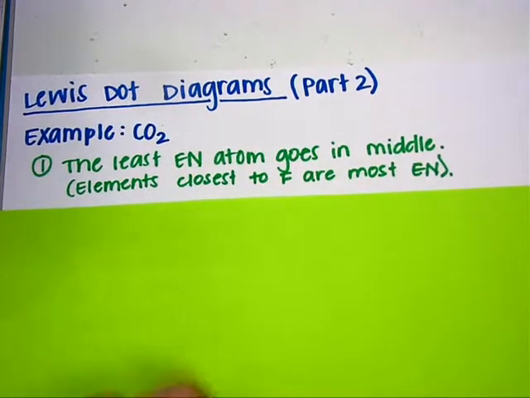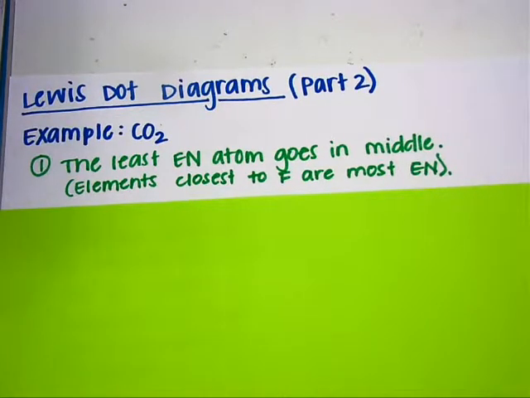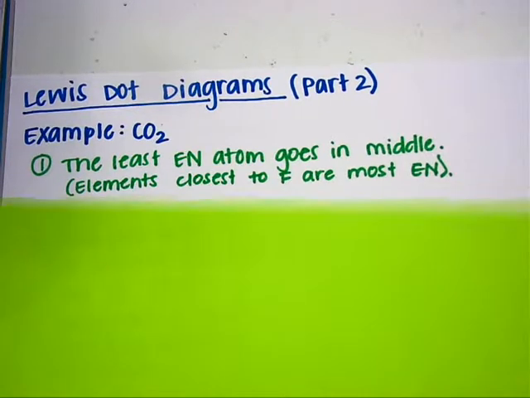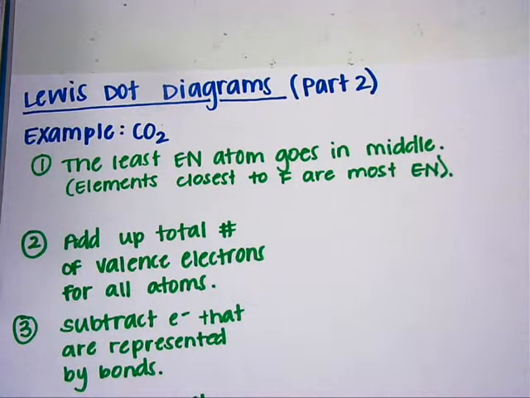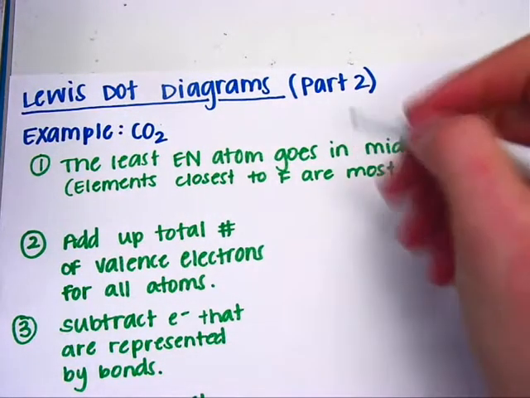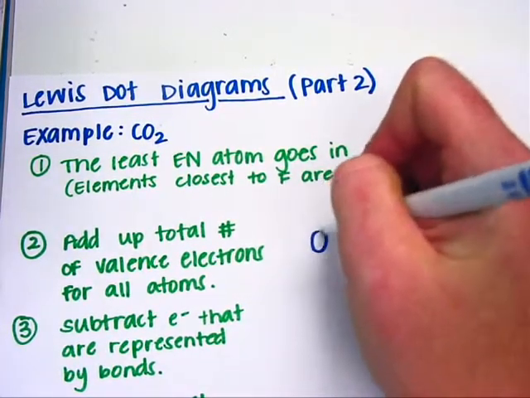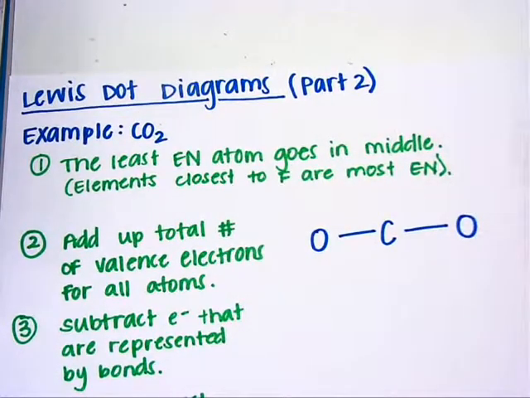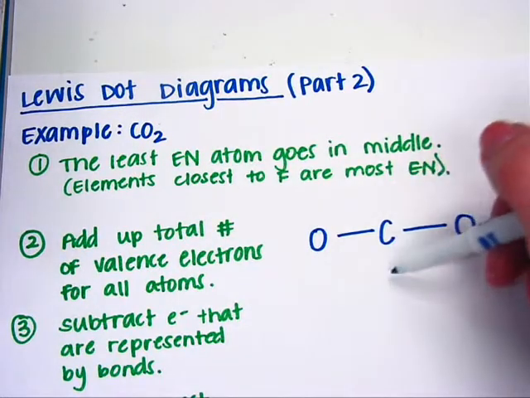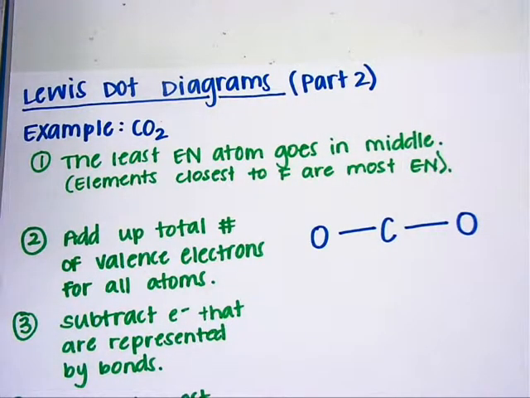The first thing that you want to do when you do this type of Lewis dot diagram is you put the least electronegative atom in the middle. In other words, the elements that are closest to fluorine are the most electronegative. So the least electronegative in this case would be carbon. So carbon will go in the middle, and then I'm going to surround it with my oxygens. If I had a couple more oxygens, they would go on the top and on the bottom on each of the bonding regions. And then I need to do some math.